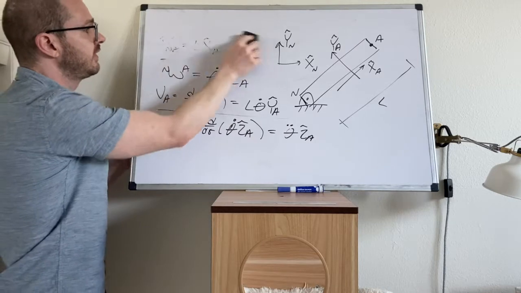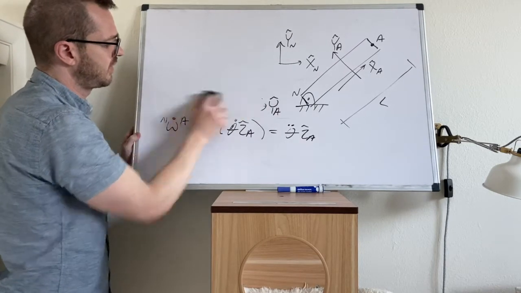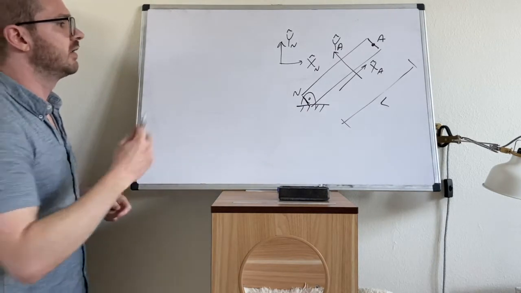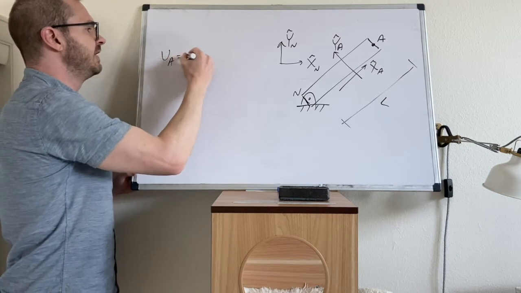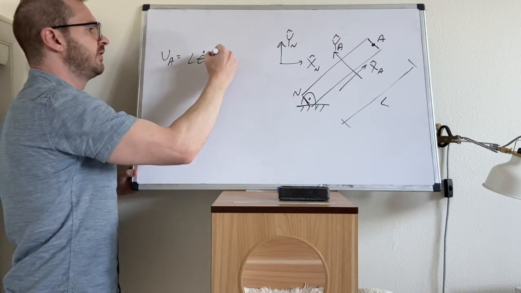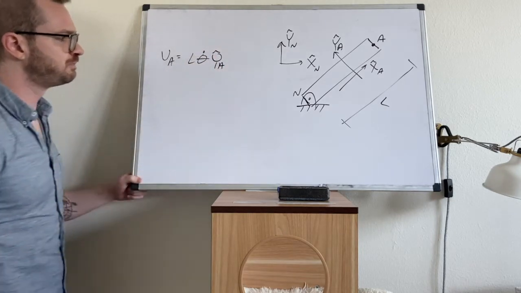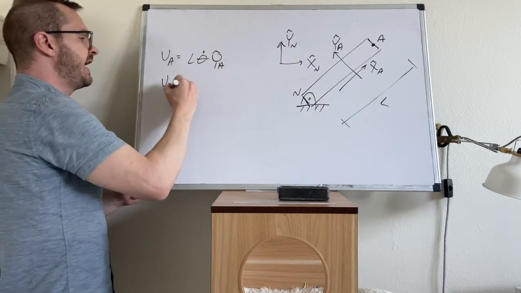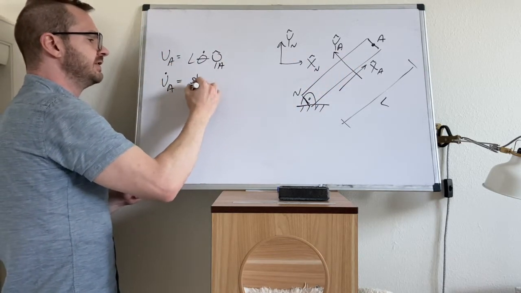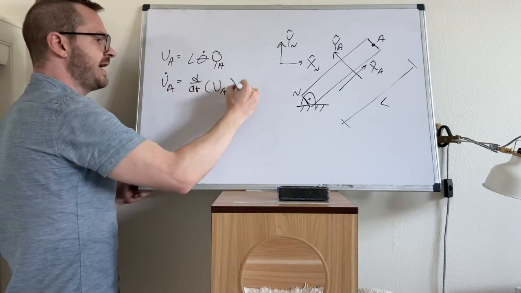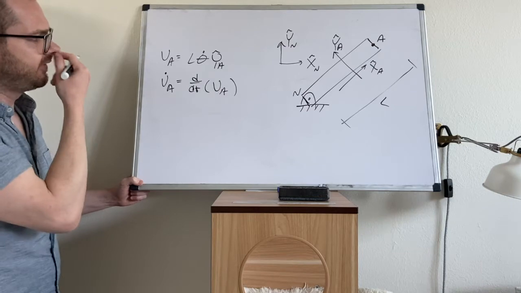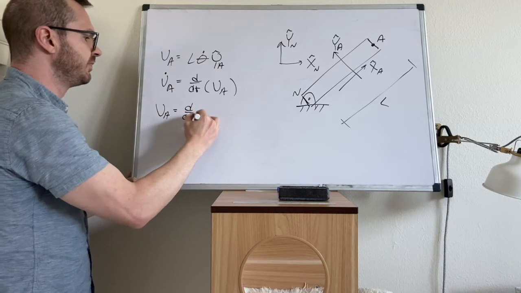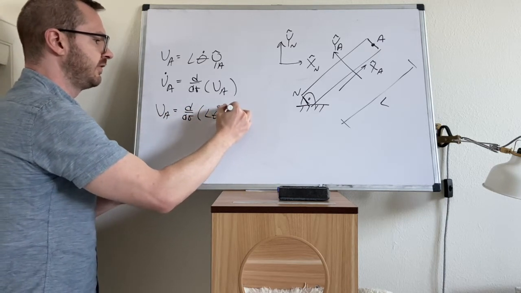Just to give us a bit more room, because linear acceleration does get a little more complicated, let's erase this. Now, let's just write down VA again. VA is L theta dot YA. All right. We want the linear acceleration of point A, so that is VA dot, and the definition of this is ddt of VA. So let's take this and just bring it down. It's going to be ddt of L theta dot YA.